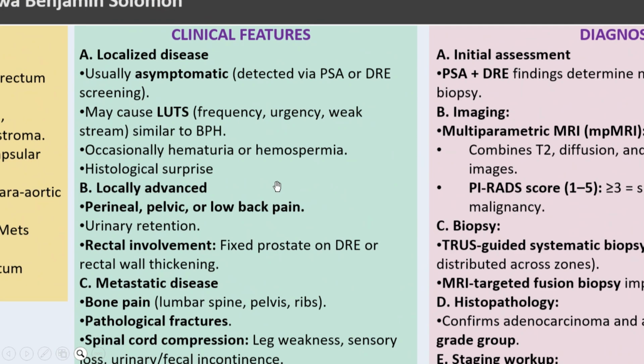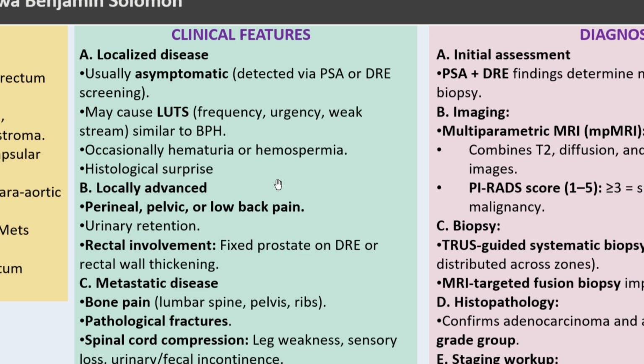So the clinical features of the disease, usually it is asymptomatic and it may be detected via PSA or rectal screening. But it may cause the lower urinary tract symptoms, that is FUN, frequency, urgency, nocturia, or weak stream, and it is similar to BPH in this case. And occasionally we may have hematuria or hemospermia, that is blood in the urine, hematuria, and hemospermia is blood in the ejaculate.